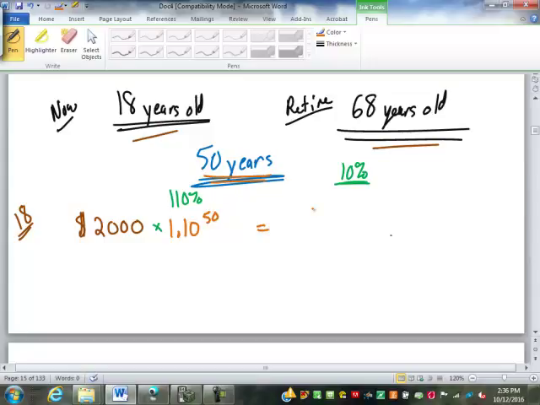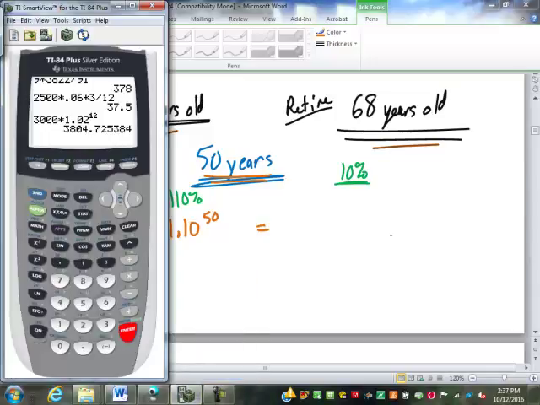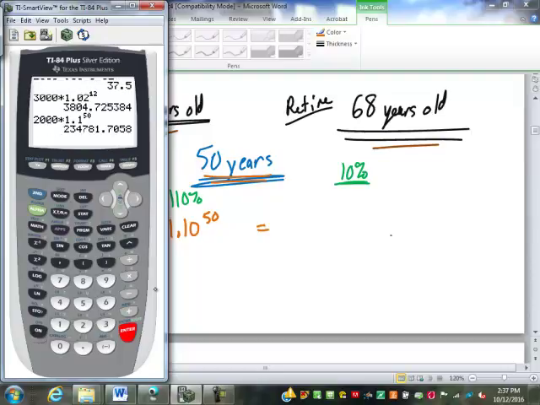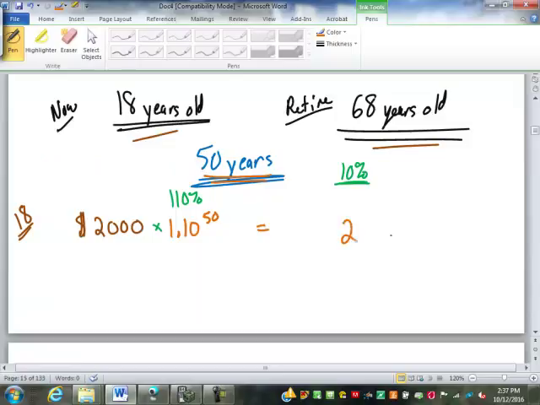Now, before I punch this in the calculator, anybody want to guess how much money you're going to have in 50 years? It's actually a lot bigger than you'd expect. That $2,000, and even just 10%, just turned into $235,000. $234,781.